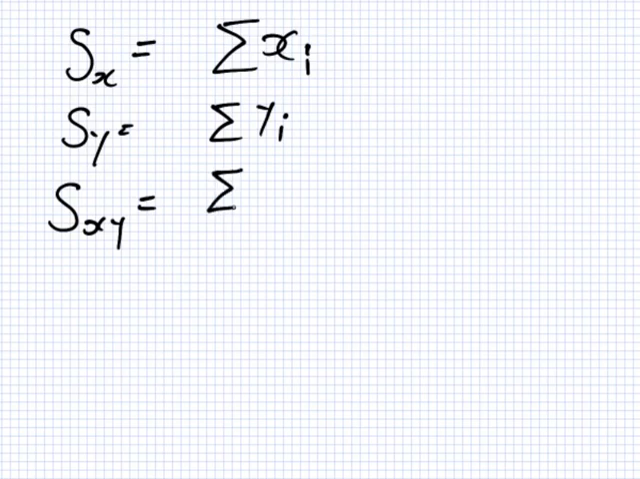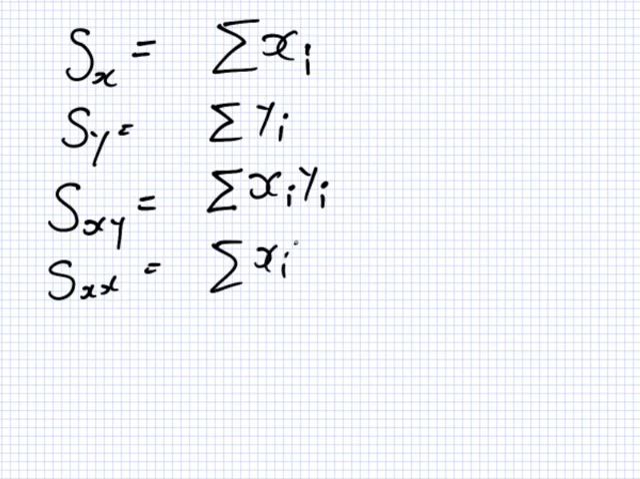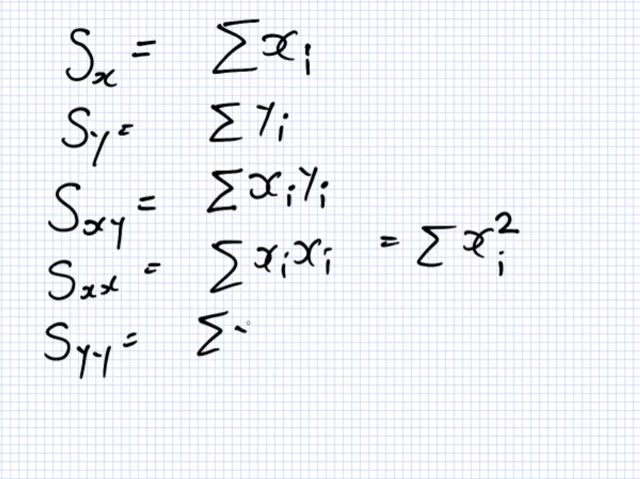Sum of the x's multiplied by the y's. And then Sxx is the sum of xx, which is the same as the sum of x squared. And finally, if I wrote Syy, I just mean the sum of y multiplied by y, which is the sum of y squared. So we'll go back to my example and use the formula and see what we get for A and B.